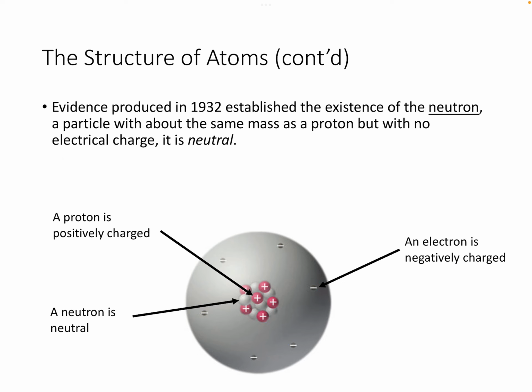Now, the last particle that was discovered was the neutron. So this was discovered in 1932, and this particle has about the same mass as a proton, but it does not have an electrical charge to it, so it is neutral, hence its name neutron. So neutrons are shown in the middle with the protons. And again, they do not have a charge.